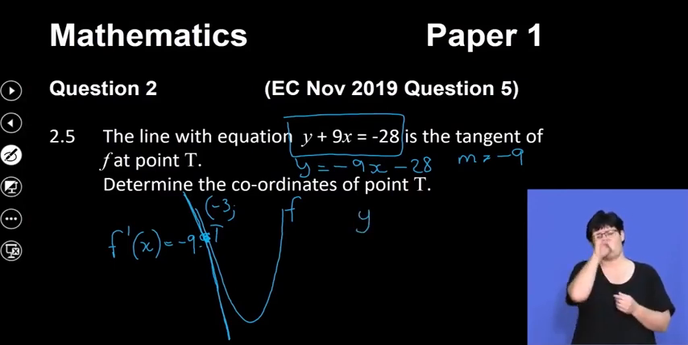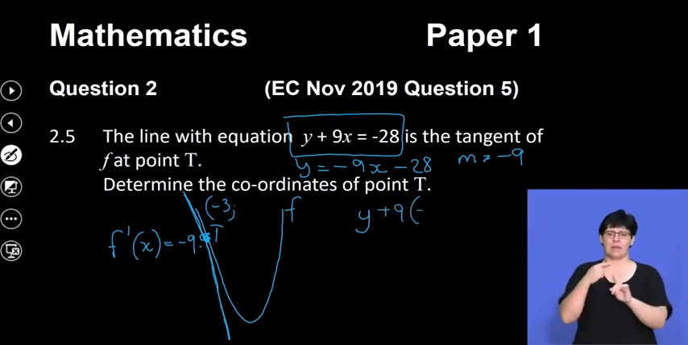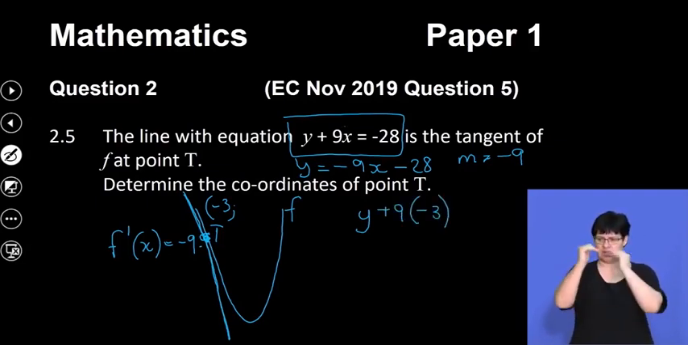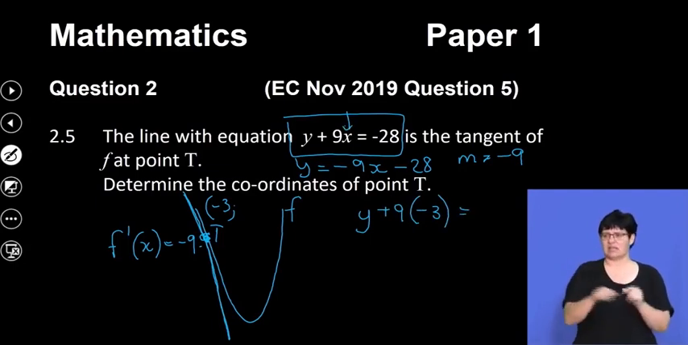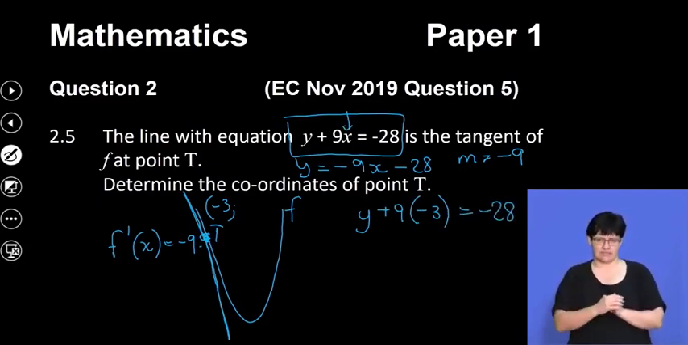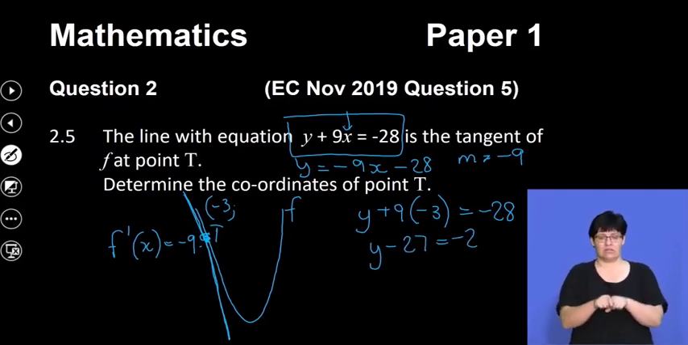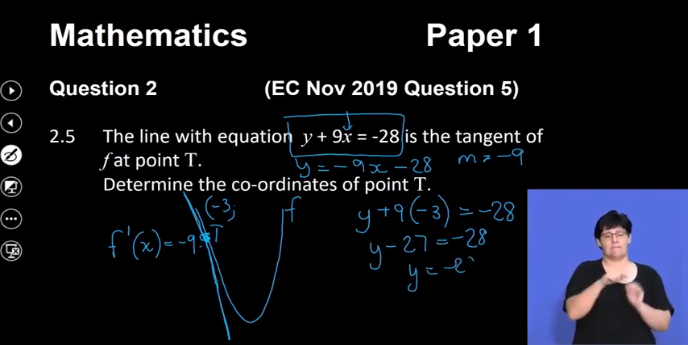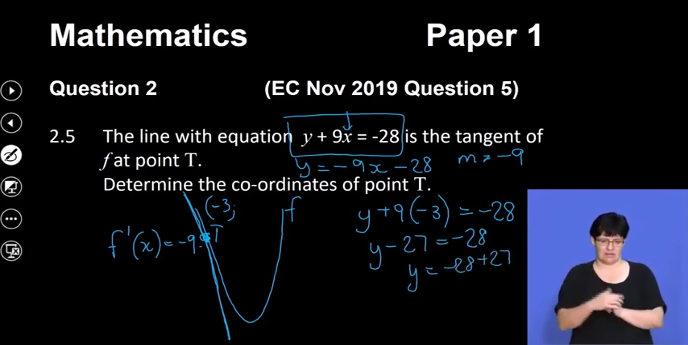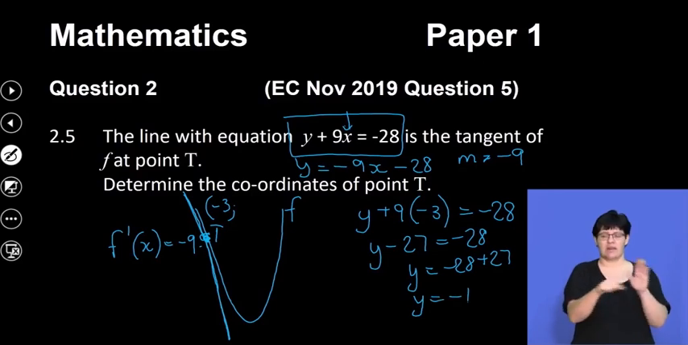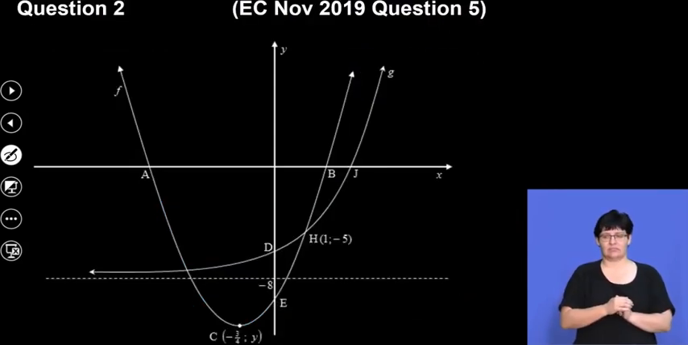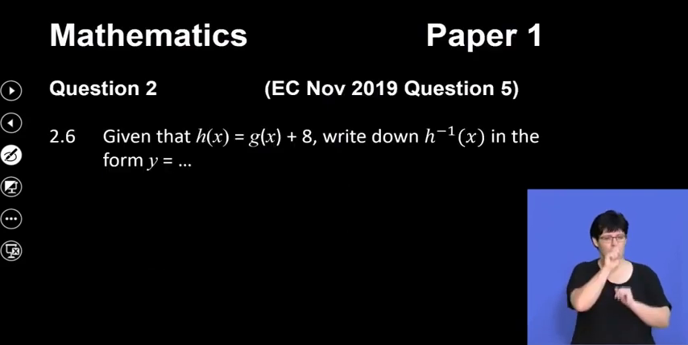So I've got y plus 9 times negative 3. So I've subbed my negative 3 into that x over there is equal to negative 28. So this is y minus 27 is equal to minus 28. So y is equal to minus 28 plus 27, and that gives me negative 1. And that's the y coordinate of that point. Okay, let's see if we can do one last question.